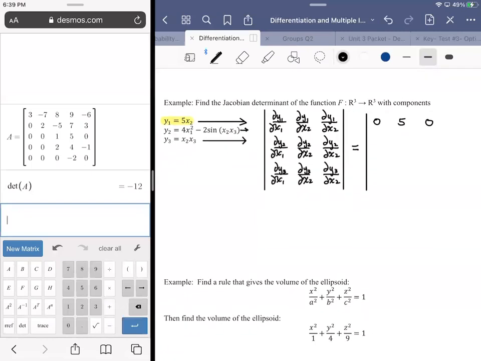Now the second one, that's where things get a little goofy. So for organization, I'm just going to highlight it so I keep looking at the same thing. All right. With respect to x1, that's just a 4 to start.